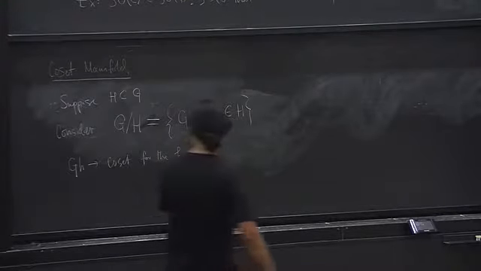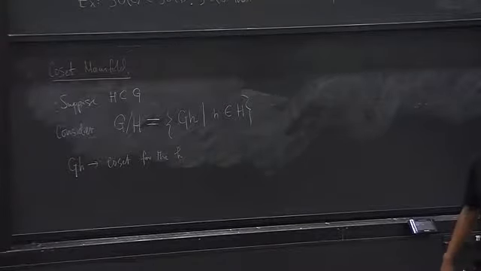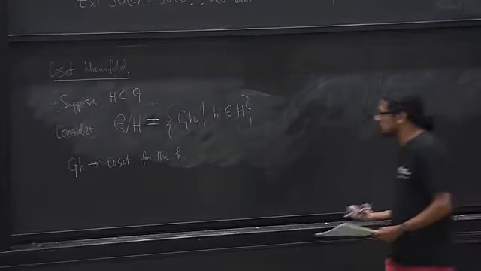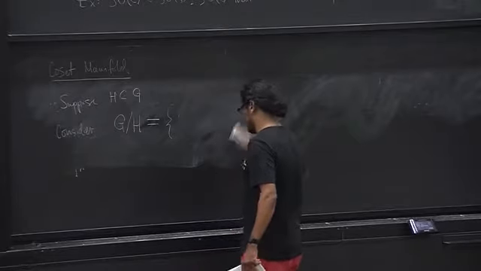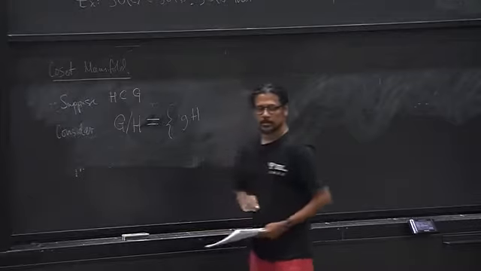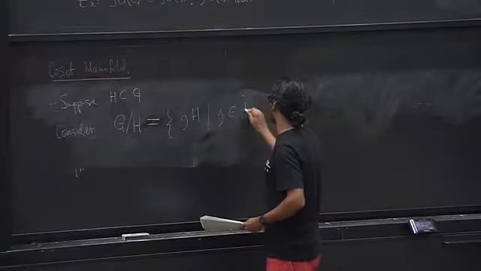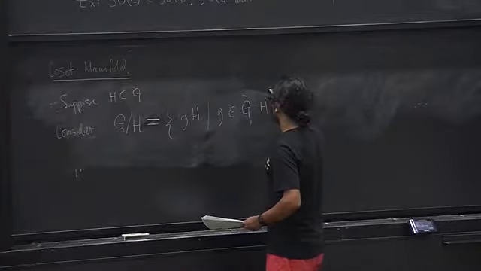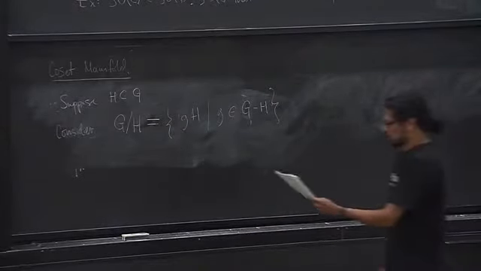Shouldn't it be the other way around? Small g, big H. Oh, I see. You're right. It should be like this, right? And G is in the complement, in G minus H, right? Okay, all right, cool.